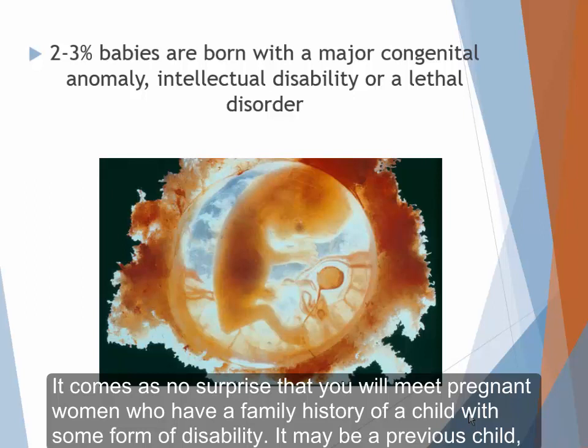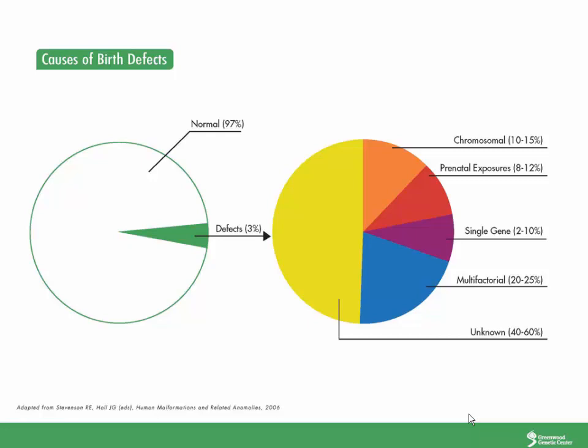But 2 to 3% of babies are born with a major congenital anomaly or an intellectual disability or a lethal disorder. And so when we look at that, we are considering, well, is there a genetic cause for that birth defect? And in this pie graph here, you'll see that the majority is unknown. That's the big yellow one. We don't know the cause, but we can have causes that are chromosomal, so we're talking about things like Down syndrome, or maybe some microdeletion syndromes that you'll hear of.